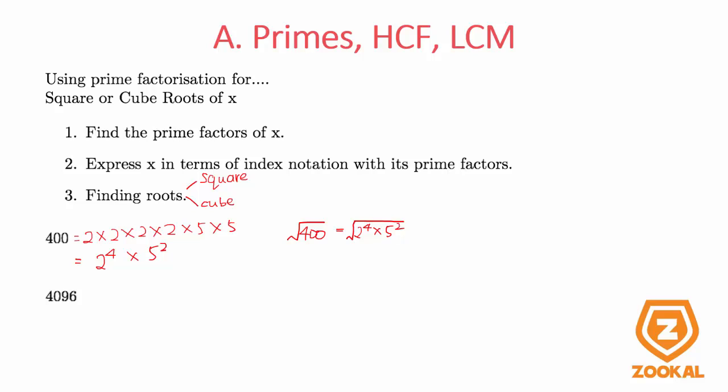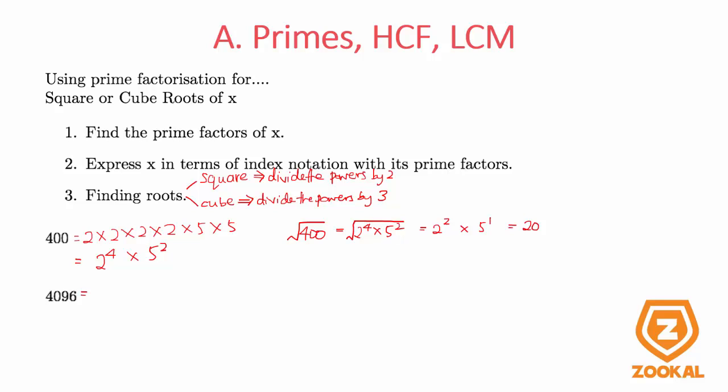When you want to take the square root of a number, you divide the powers by 2. Here the power is 4, we divide it by 2. The power is 2, we divide it by 2. The square root of 400 would be 20. As you can guess, for square root, you divide the powers by 2. For cube root, you divide the powers by 3.